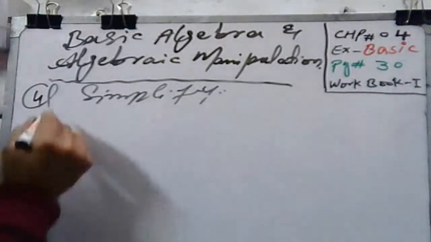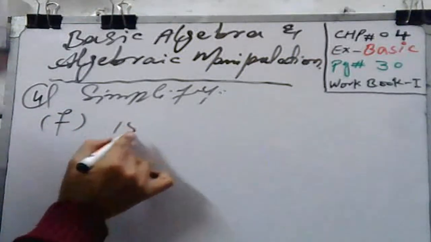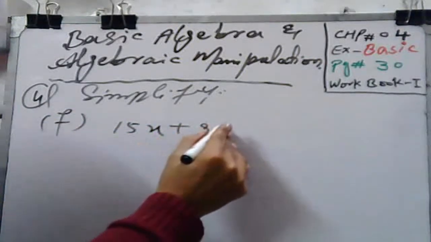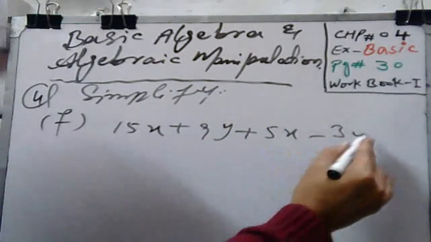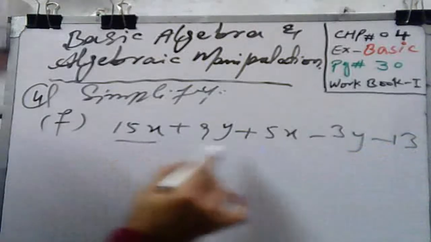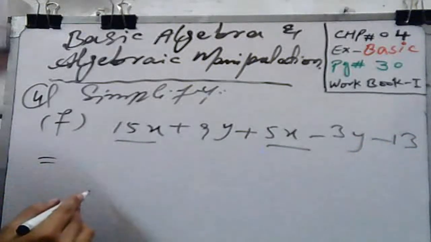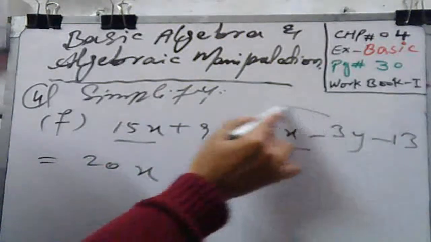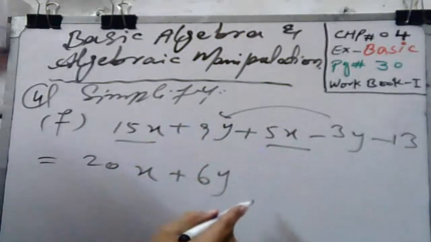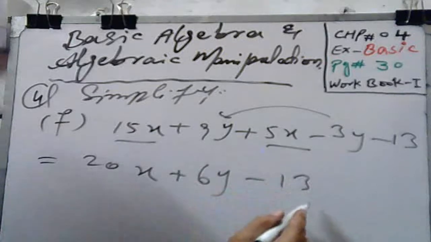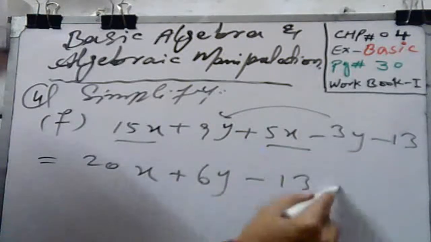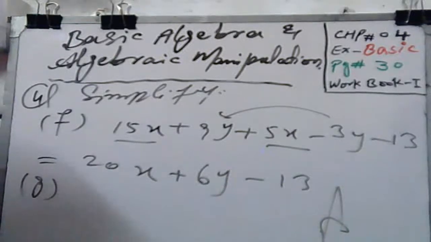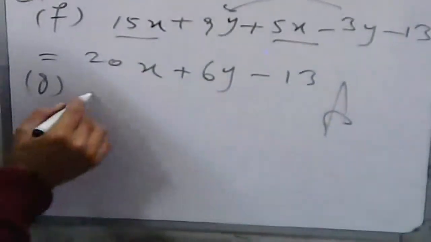Similarly, coming to the F part, 15x plus 9y plus 5x minus 3y minus 13. So x and x should be added, 20x, and y and y, plus 6y, the greater value sign should be used here, and minus 13. Can you take anything common from it? Okay, it is not possible because of 13, so that is the required result.